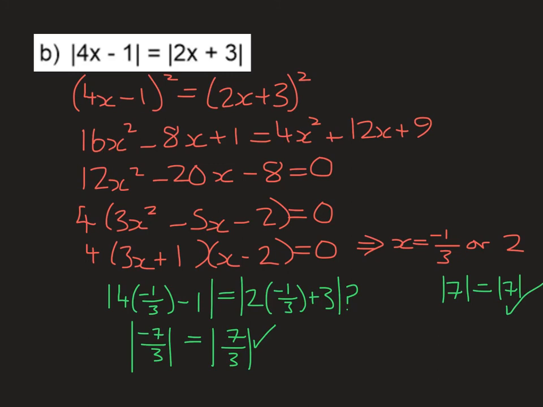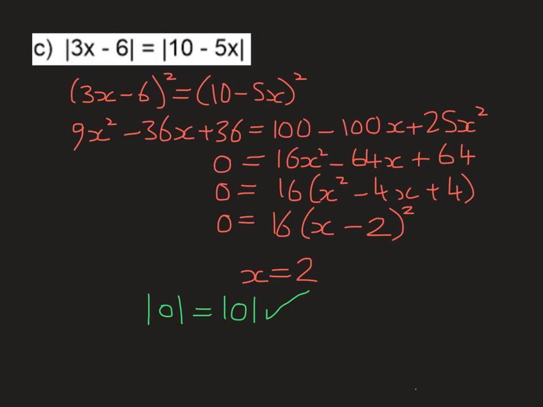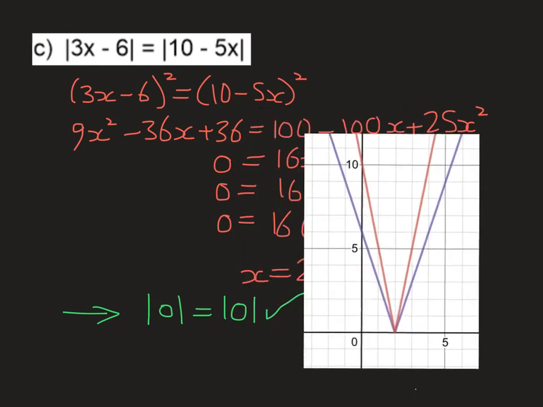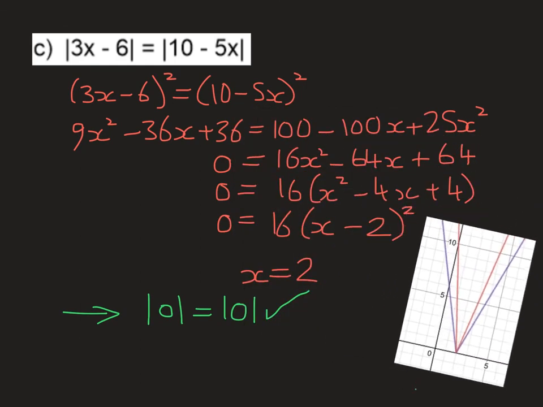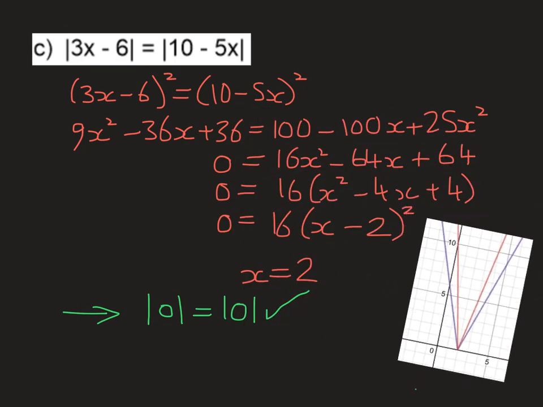And finally, C. Now, this just looked super weird to me. So I graphed them to see what was going on, and I ended up with this. And that's why we've ended up with some really strange solutions there. You just got a repeated root. But anyway, I just did that because I was interested.